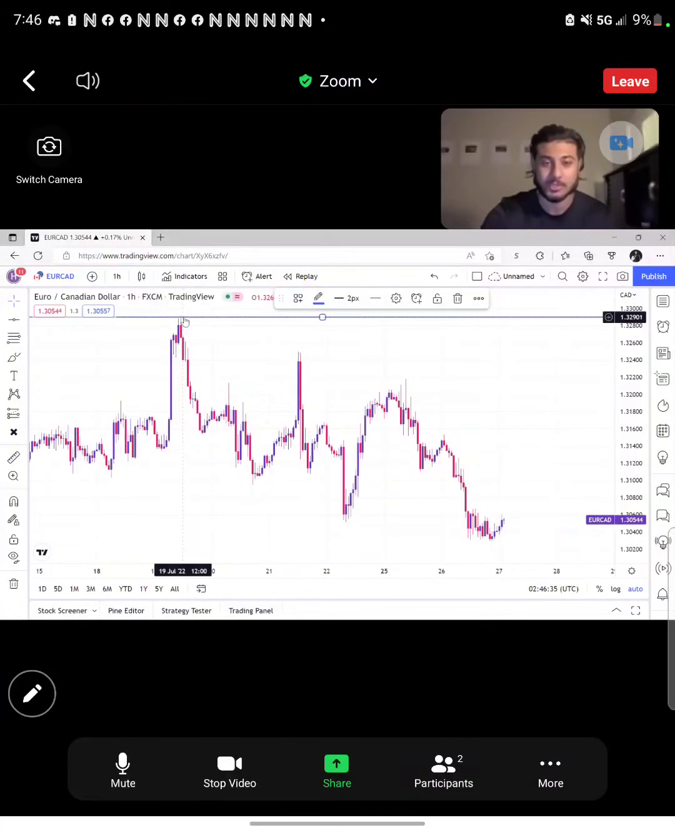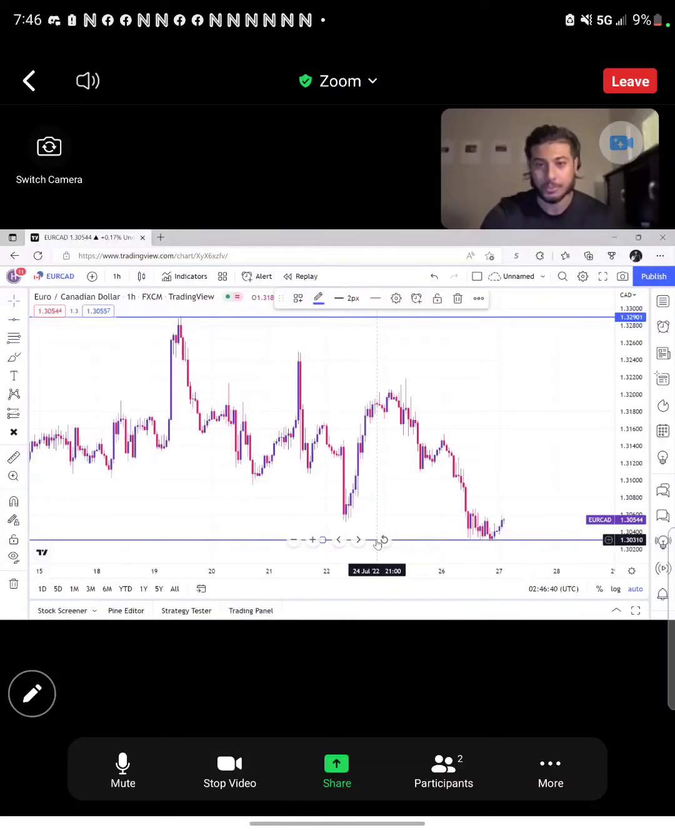Ceiling, so I'm gonna draw a horizontal line there. Now I see my floor, I'll draw a horizontal line right here. But I have these two. Now the next step is to draw my fib.